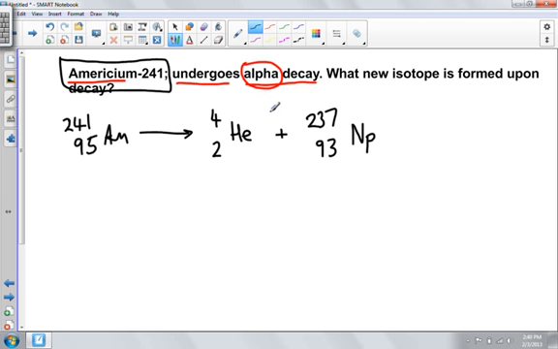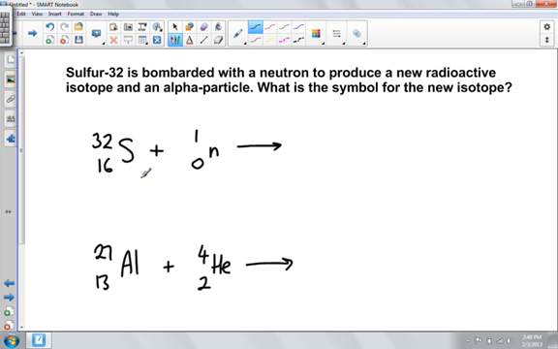Anyway, so really that's all that balancing, writing decay equations is about. It's really pretty simple. So I just got 2 more here. Sulfur-32, one isotope of sulfur, is bombarded with a neutron. Now, bombarded simply just means it's hit with neutrons. In this case, just 1 neutron. To produce a new radioactive isotope. The fact the new isotope is radioactive is unimportant. All you're trying to do is figure out what it is. It's hit with a neutron to produce a new radioactive isotope and an alpha particle. You need this information here because you've got to have half of what's going on here, because otherwise you wouldn't know what to do. What's the symbol for the new isotope?